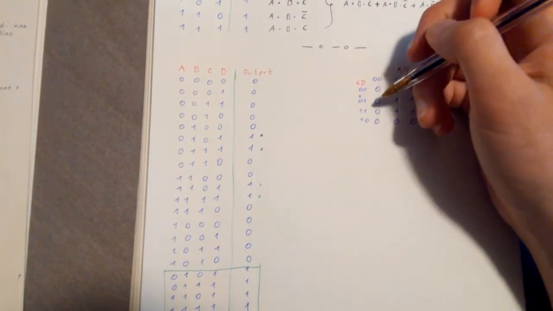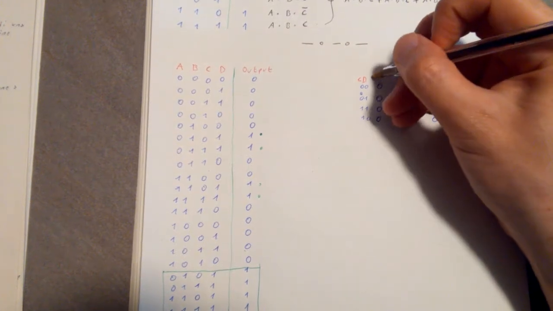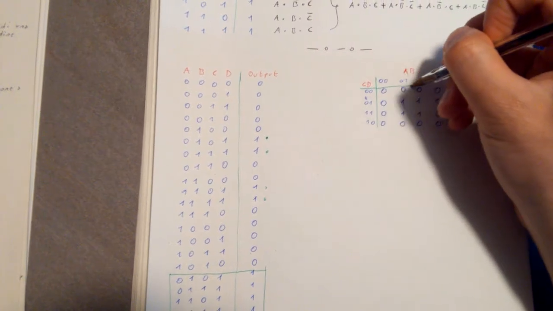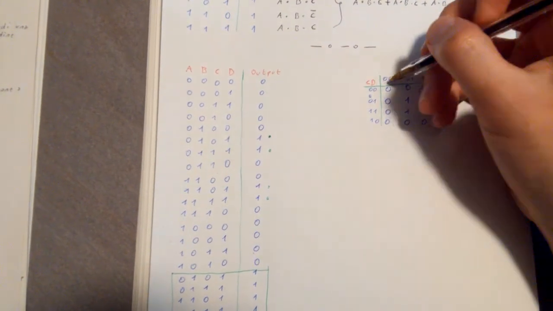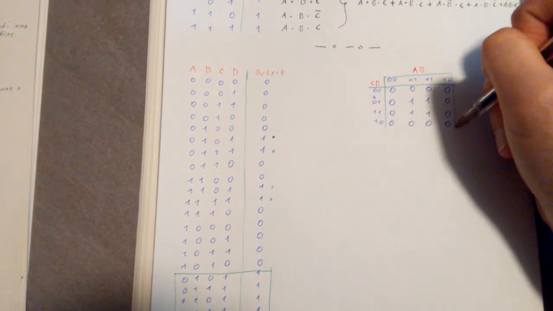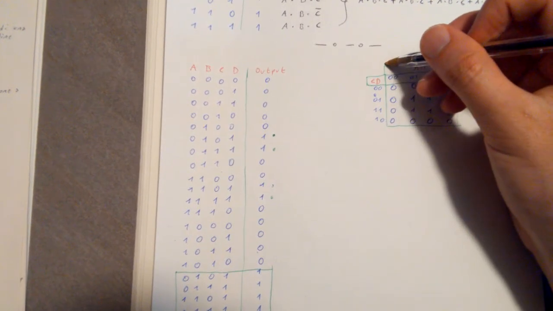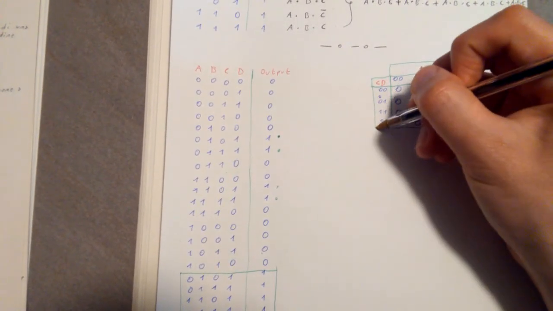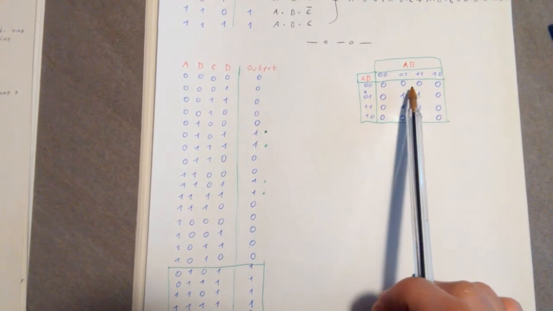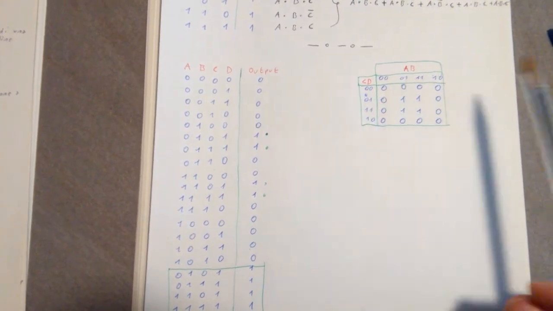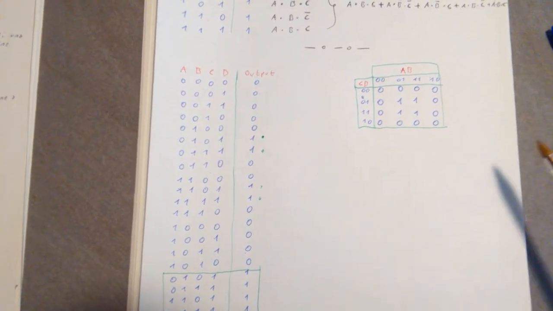So if we just make these like so, like this, then we get our beautiful Karnaugh map. So this is a Karnaugh map for 4 inputs, and it basically tells you in a way cleaner way how to get the desired output starting from the input. So this is how you make a Karnaugh map.